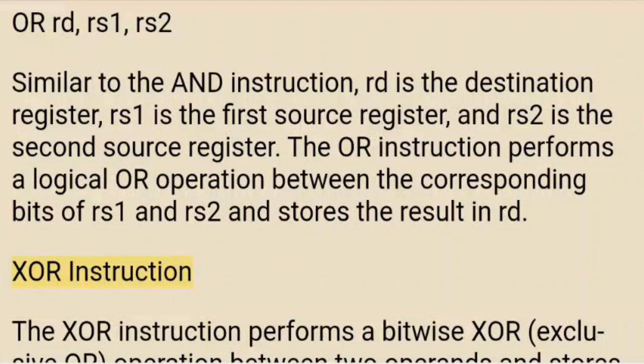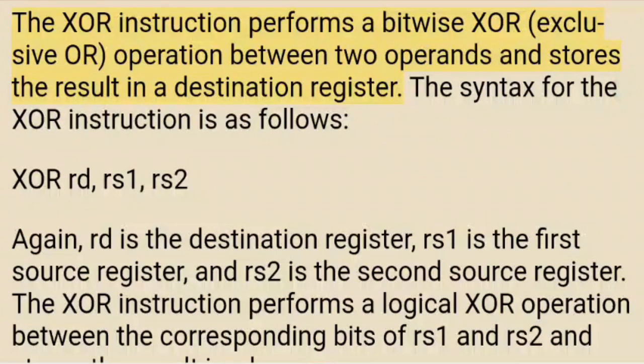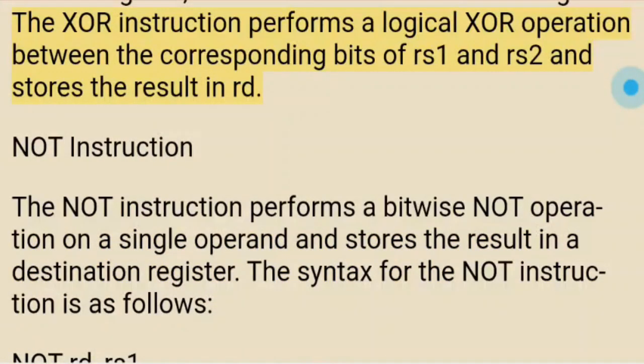XOR instruction. The XOR instruction performs a bitwise XOR, exclusive OR, operation between two operands and stores the result in a destination register. The syntax for the XOR instruction is as follows. XOR rd, rs1, rs2. Again, rd is the destination register, rs1 is the first source register, and rs2 is the second source register. The XOR instruction performs a logical XOR operation between the corresponding bits of rs1 and rs2 and stores the result in rd.